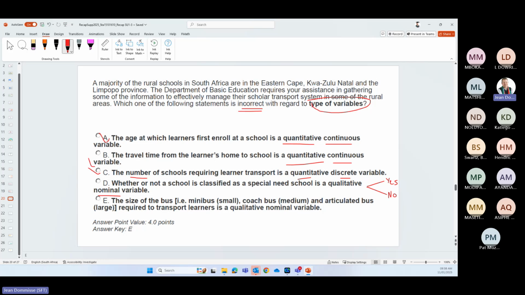So now we see some ranking. The size of a bus required to transport learners, small, medium, or large. So that's a ranking. So it is qualitative, that's correct, but not nominal. This is ordinal. So that is why option E is the wrong one. Okay, so again, this is very similar to some of the slides that we've gone through.